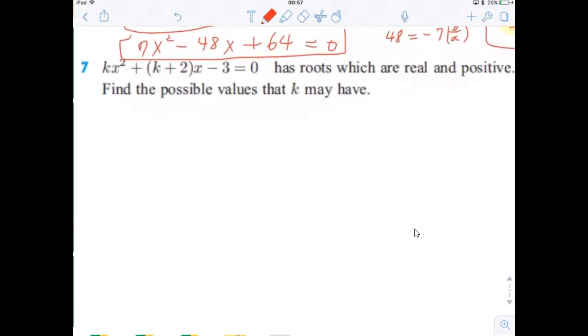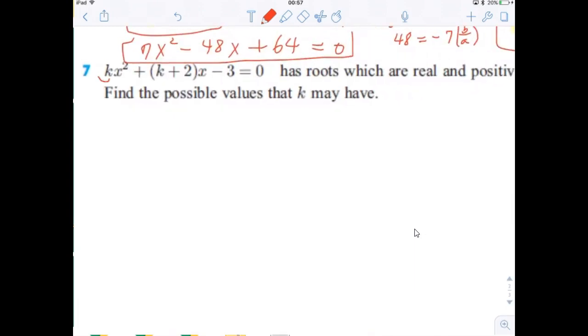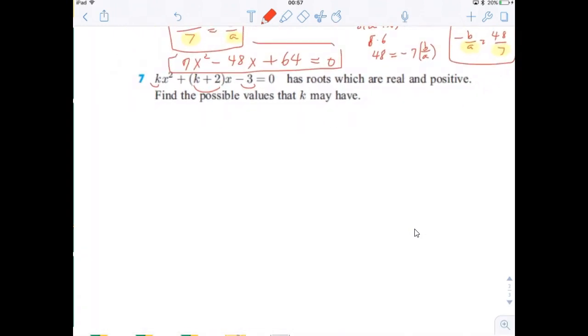Now let's look at this next one. So here we have a as k, we have b as k plus 2, and we have c as negative 3. And let's see what we're going to do. Roots that are real and positive, find the possible values that k may have. Okay, to make the roots real and positive.